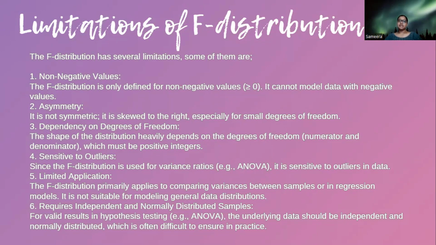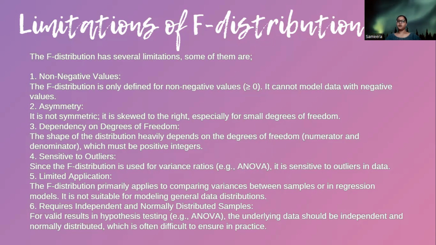The F distribution has several limitations. Some of them include non-negative values, asymmetry, dependence on degrees of freedom, sensitivity to outliers, limited applications, and the requirement of independent and normally distributed samples. So what are non-negative values, and what do they mean in F distribution? The F distribution is only defined for non-negative values, which means it is only defined for values greater than or equal to zero. It cannot model data with negative values. Asymmetry. It is not symmetric. It is skewed to the right, especially for small degrees of freedom.